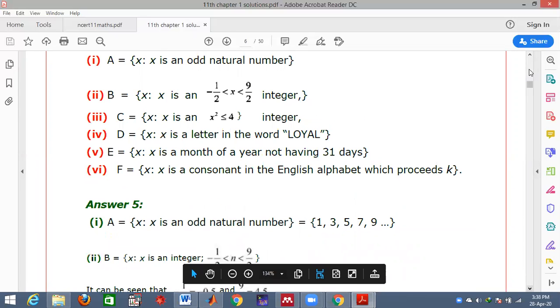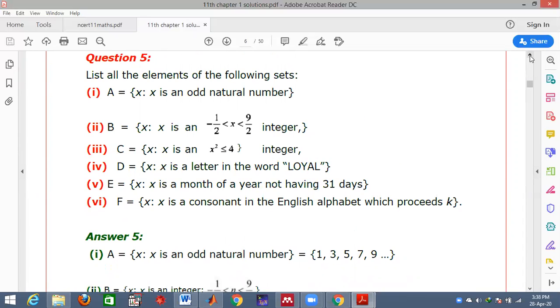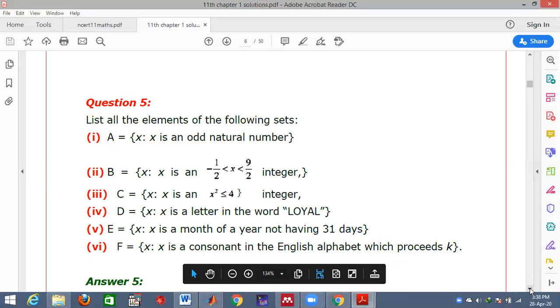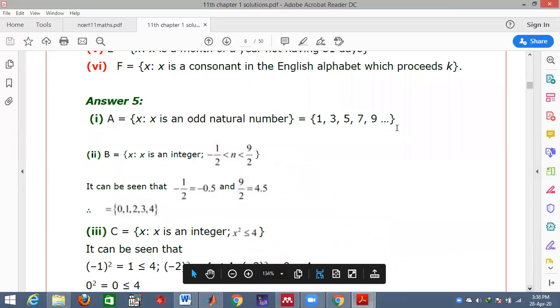In question number 5, we have to list all the elements of the sets. We have to write the elements that are in these sets. For example, A is equal to x such that x is an odd natural number. So odd natural numbers are 1, 3, 5, 7, and so on. So these are 1, 3, 5, 7. It's an infinite set.